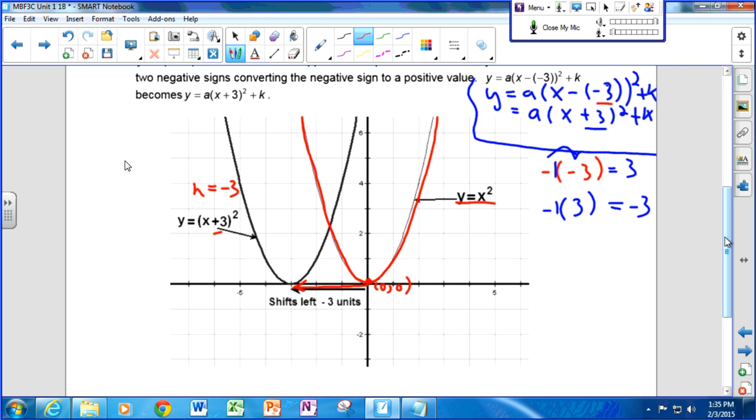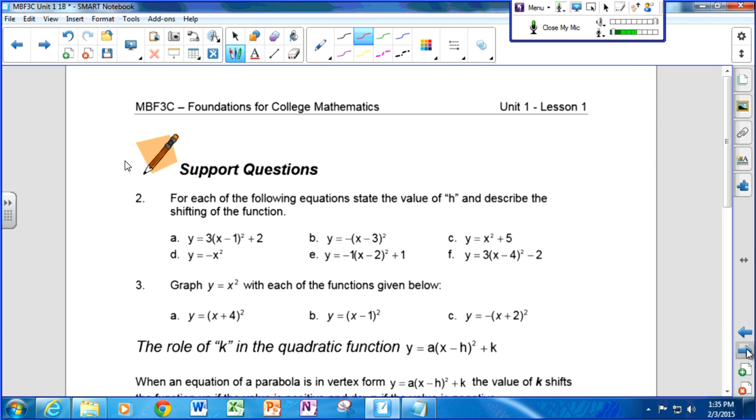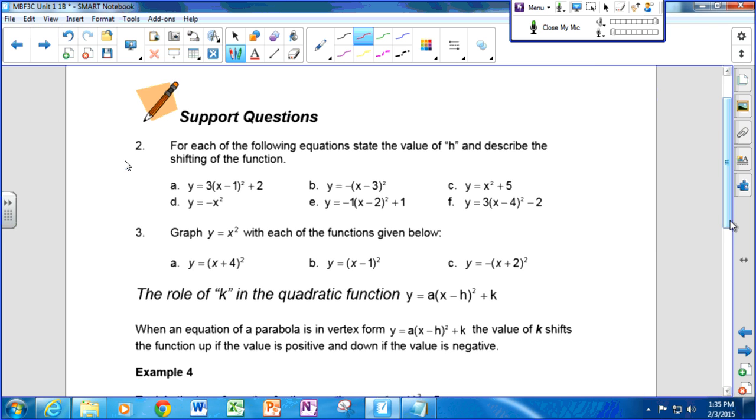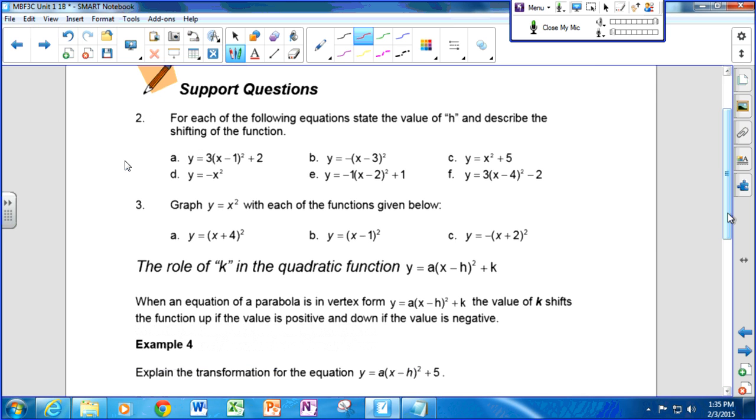All right, well, we can't just leave it there. We have to go and practice some of this. So let's take a look at what we've got on the next page here.